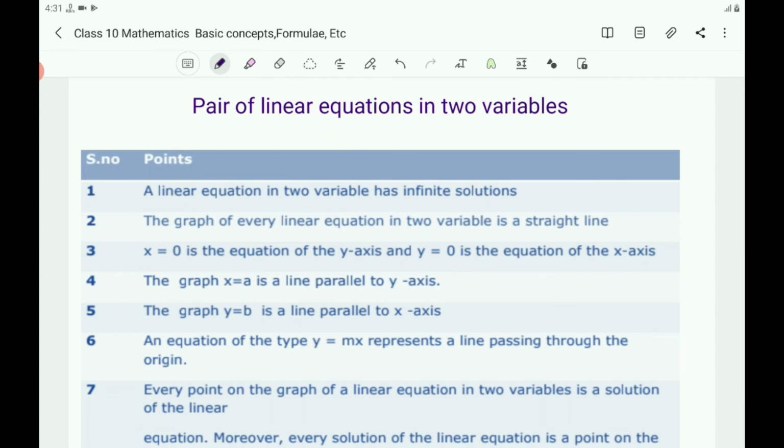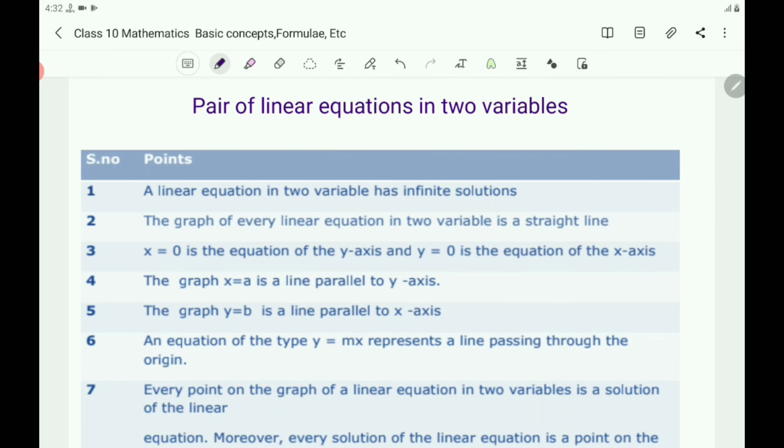You know the linear equation. Linear equation means the highest power of the variable is 1. It may have one variable, two variables, or more than two variables. But here we have to discuss the pair of linear equations in two variables. So what is a linear equation? It is already discussed that the highest power of the variable is 1.